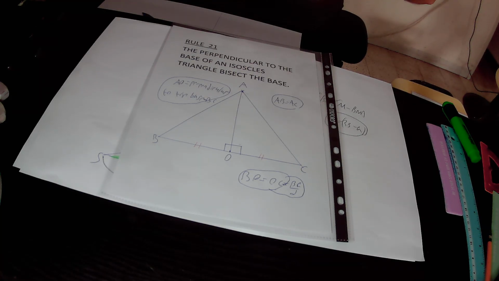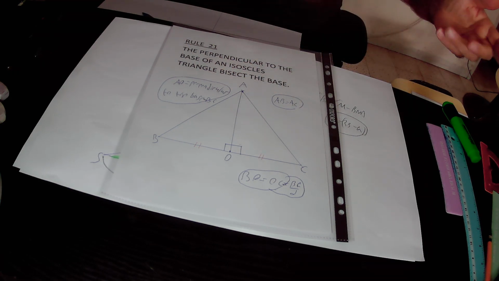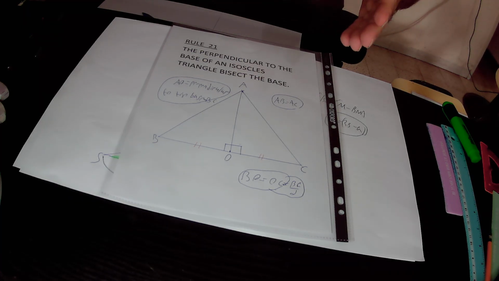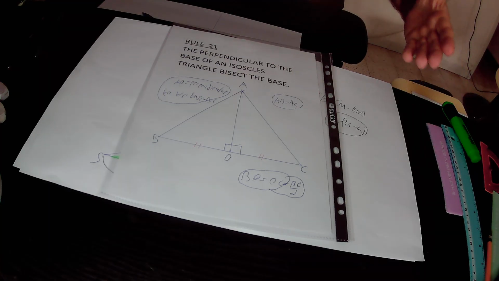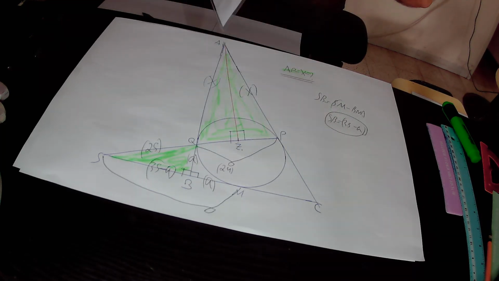That is to say, it divides the base into two halves. The first half BO is of course equal to the second half OC. Each half must be equal to BC over 2, because the base BC has been bisected into halves. So BO equals OC equals BC over 2. So we can implement rule 21 in our drawing.